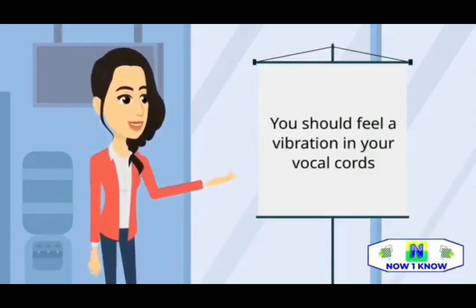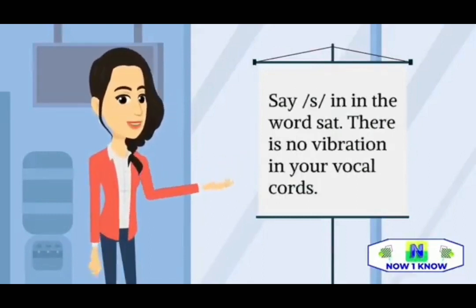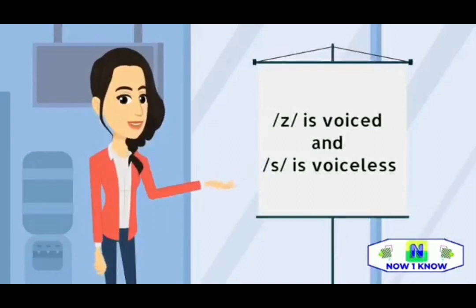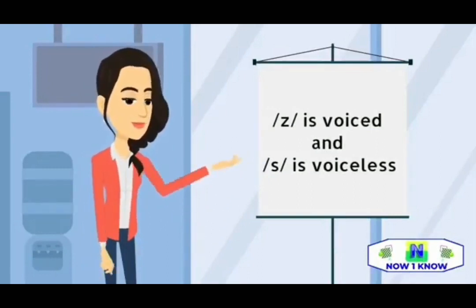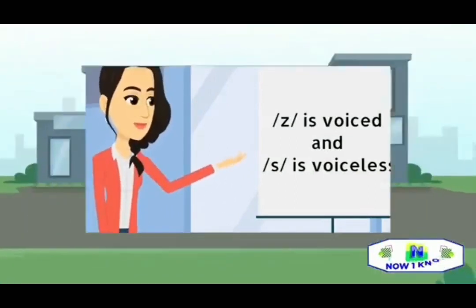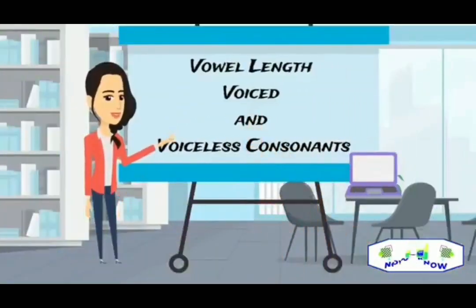This is how you know that it is a voiced sound. Now, let's try this with the S sound. Say S. Let's prolong it. Sss. This time, there was no vibration in your vocal cords. That's all there is to it. The tongue and lip position of the S in zoo and the Z are the same. The only difference between them is vibration or no vibration. Voiced and voiceless consonants.